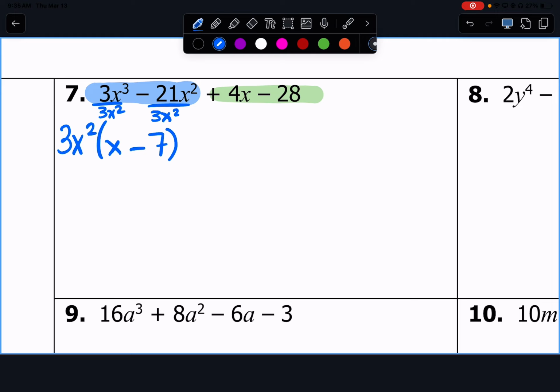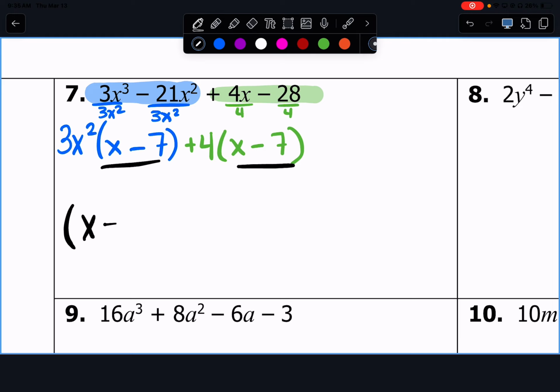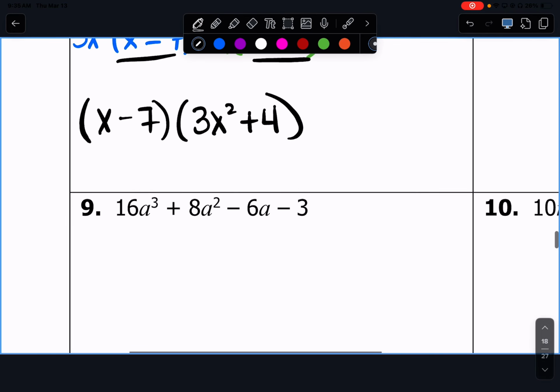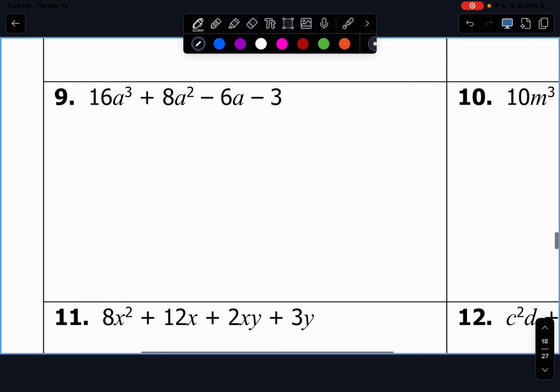Minus 7. All right, for the second half, what is our GCF? So I divide both things by 4. x minus 7. What's the same? What's left? 3x squared plus 4. All right. Do number 9 for me.